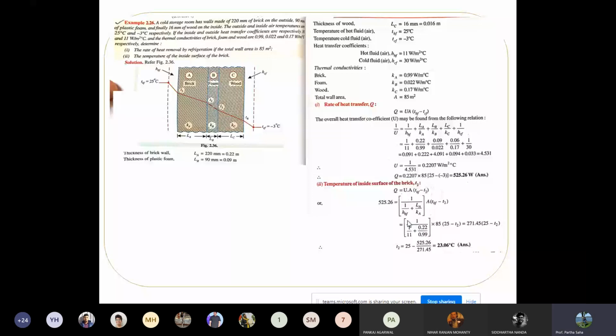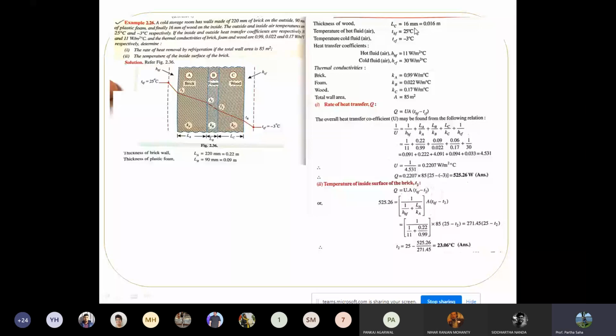So again, let us look into this. There is a hot fluid, there is a brick, foam, and wood. Inside temperature -3, outside 25°C. All the individual layer thicknesses are given: 220 millimeter brick, the foam given 90 millimeter, right? And wood, is it given? I think 16 millimeter wood, right? So all are given. Thickness of the wood is given as 16 millimeter.